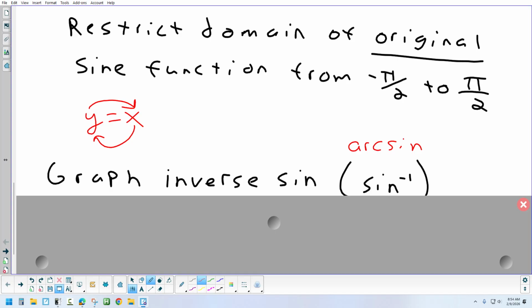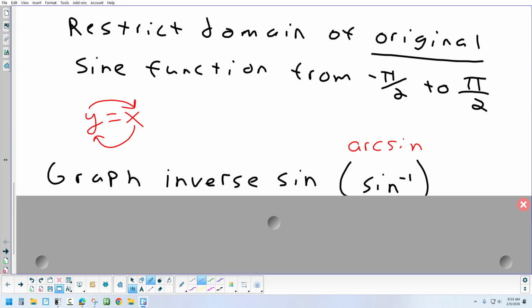When we talk about domain, domain is what letter? Travis? X. And Greg, how about range? Is it X or Y? So Travis said domain was X. Range is Y.